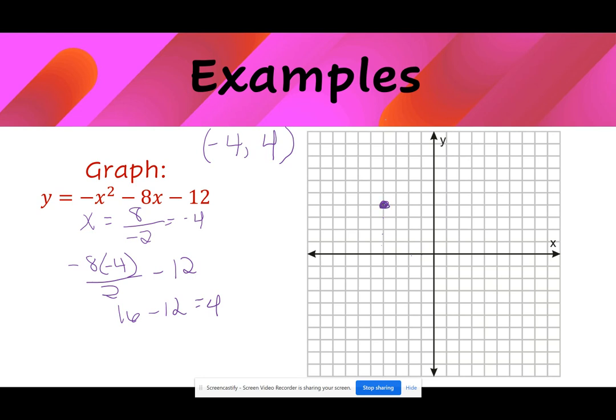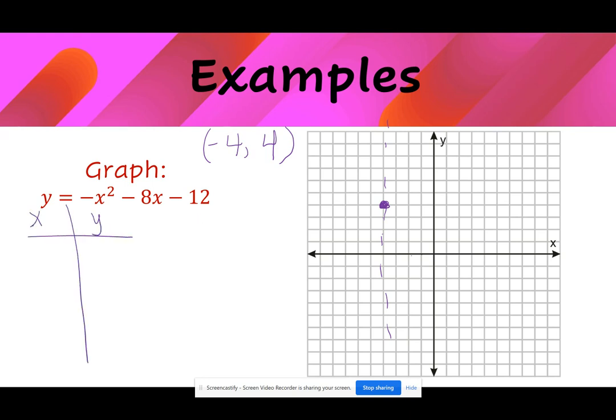Plot your point, draw your axis of symmetry. Next, we want to make our table. So your vertex goes right in the middle. So now on either side of this, we either have negative 5 or negative 3. So I'm going to choose to plug in negative 3 this time.